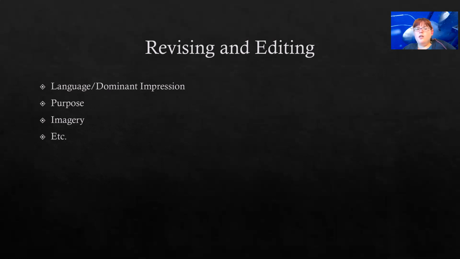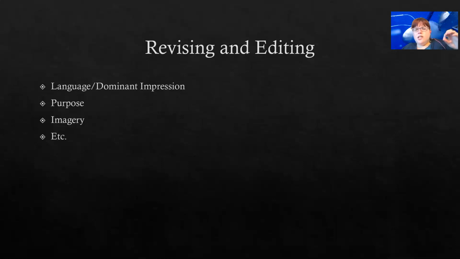Do you use imagery like metaphors, similes, personification, etc., as well as sensory detail? Do you mix it up? Do you allow yourself to use different types at different times to make your writing more interesting and more varied? Then when you go into the editing process, that's when you're focusing on the tinier details.